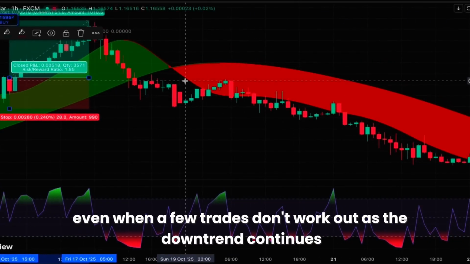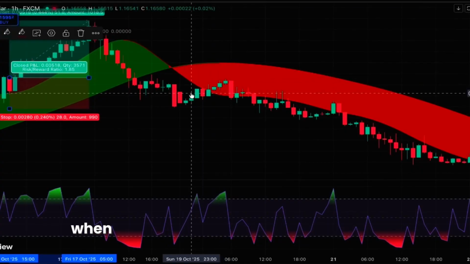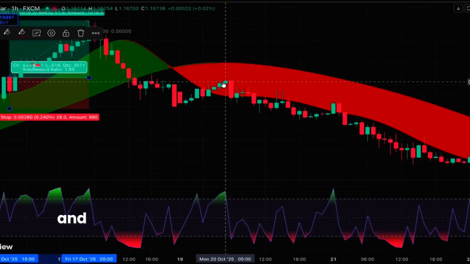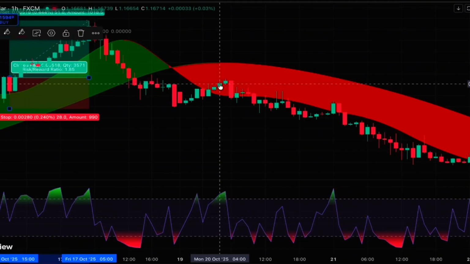As the downtrend continues, similar opportunities will appear when price briefly moves back into the ribbon and RSI crosses above 80, offering repeated entry signals.